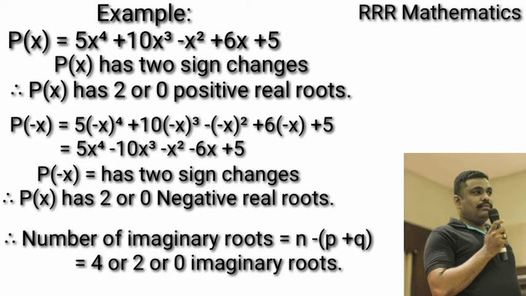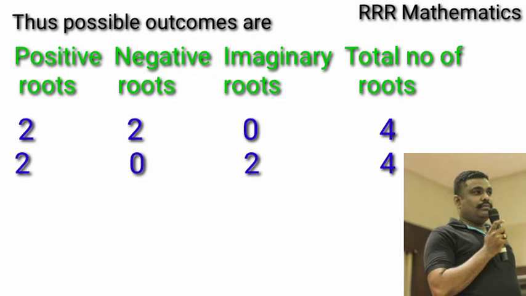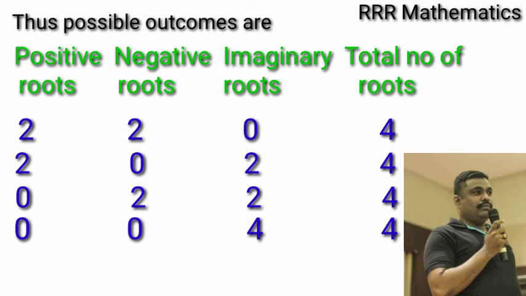In this case, the possible outcomes are: the first column represents positive roots, the second column represents negative roots, the third column represents imaginary roots, and the fourth column the total number of roots. So the possible outcomes are 2 positive roots, 2 negative roots, 0 imaginary roots, total is 4. Or 2 positive roots, 0 negative roots, 2 imaginary roots, therefore total 4 roots. Or 0 positive roots, 2 negative roots, 2 imaginary roots, total 4 roots. Or 0 positive roots, 0 negative roots, 4 imaginary roots, total 4. These are the possible outcomes.